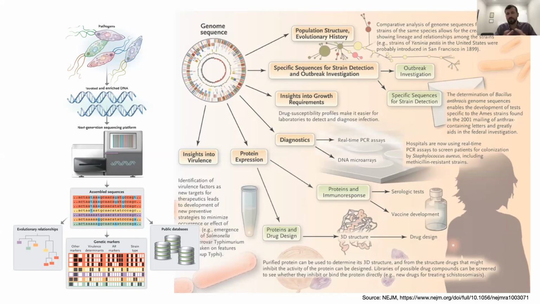So the sequencing technology has really changed the way that we understand the genetic material that can characterize the communities that they live in and the way that they interact with the host. So here you can see a brief overview of what types of insights we can get from this type of sequencing data. So we can understand the population structure and evolutionary history. We can look at specific sequences for detecting and characterizing strains of these outbreaks.